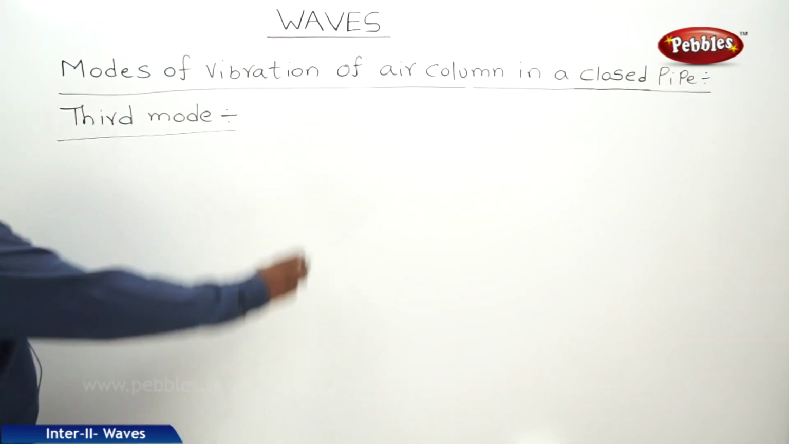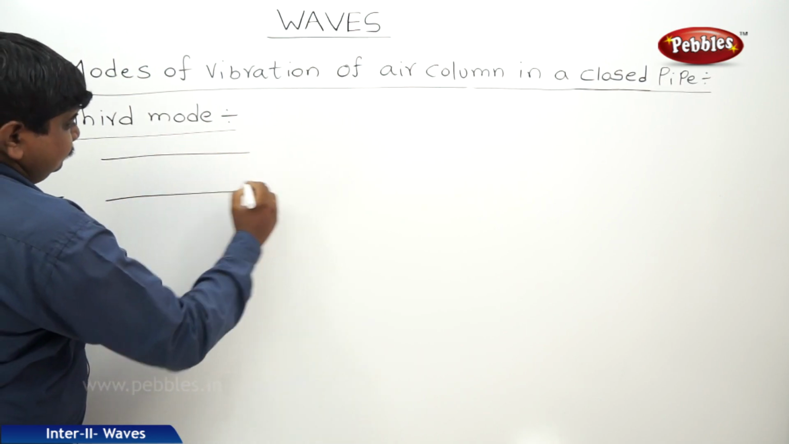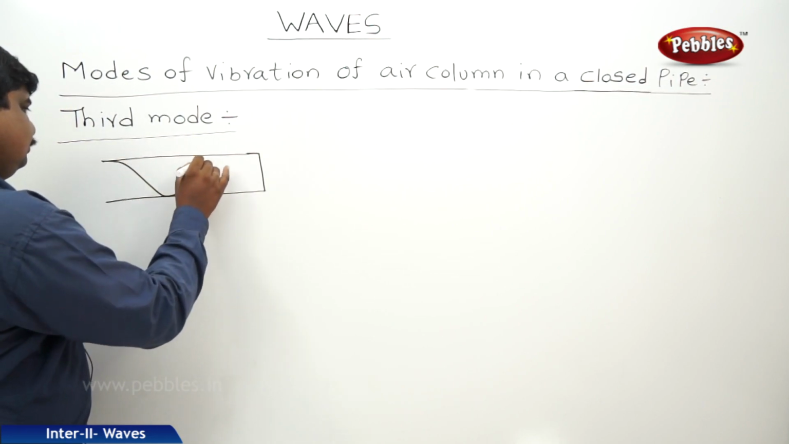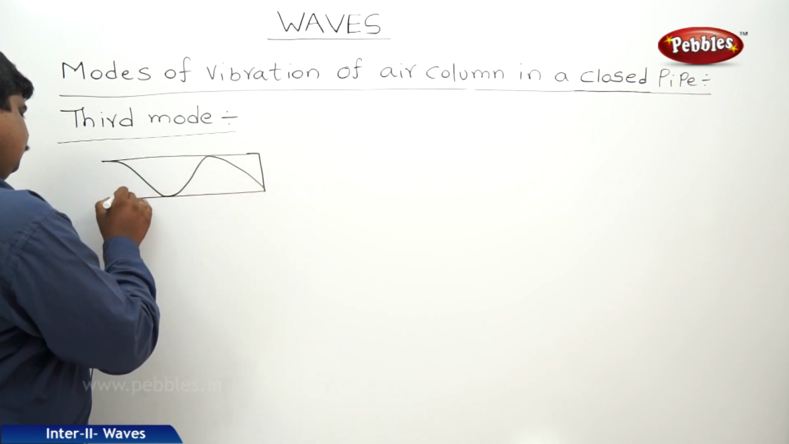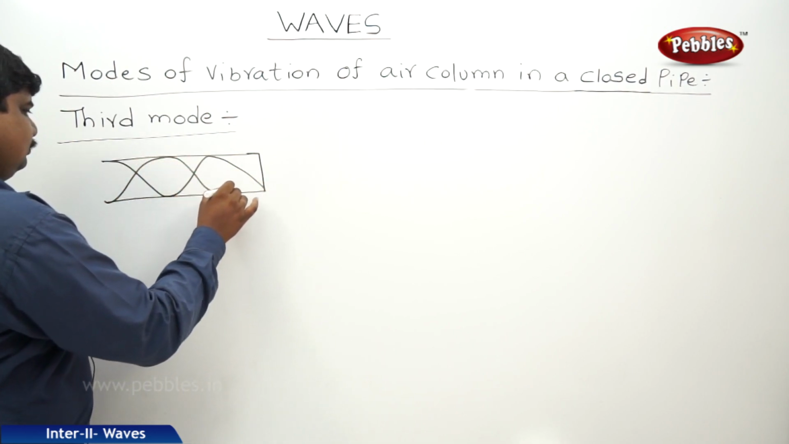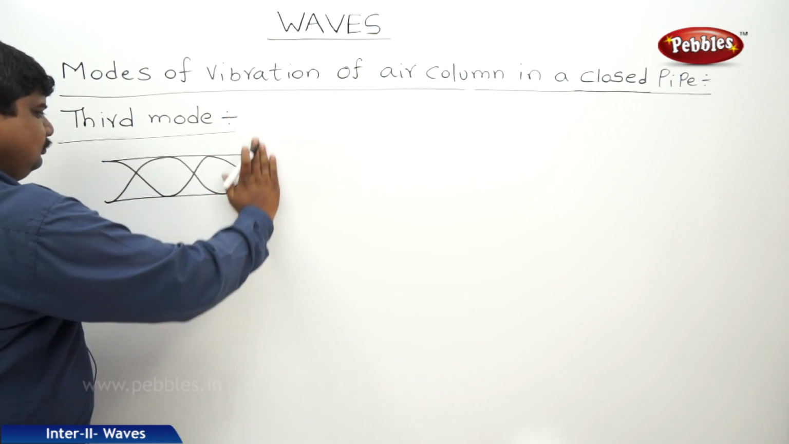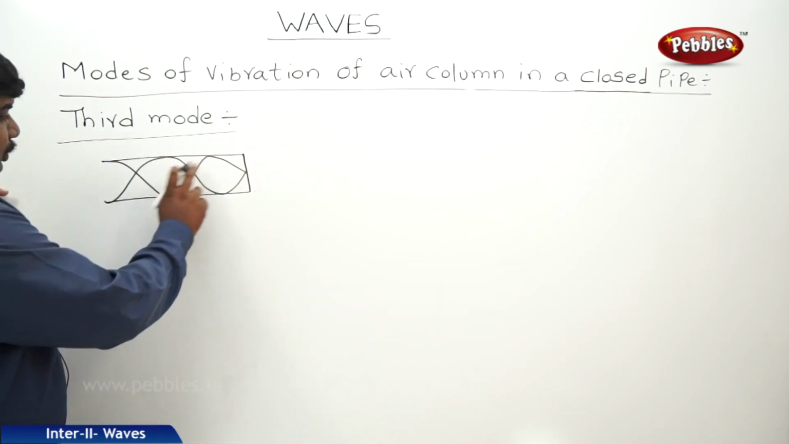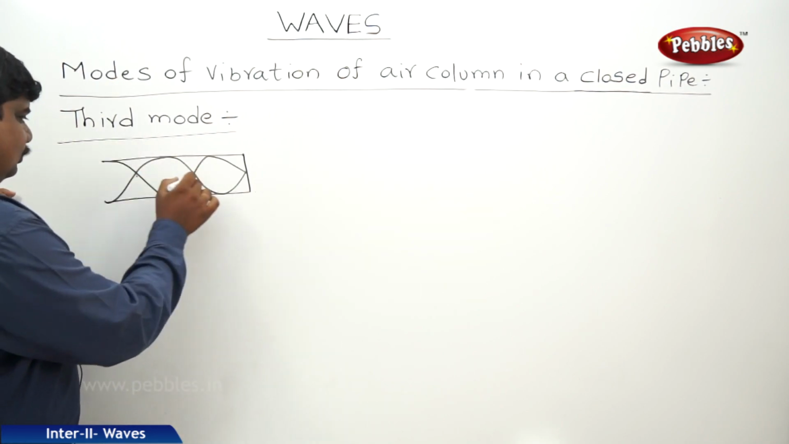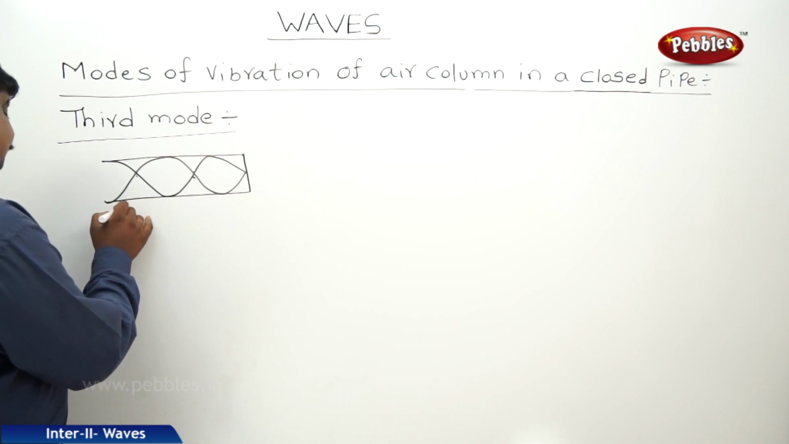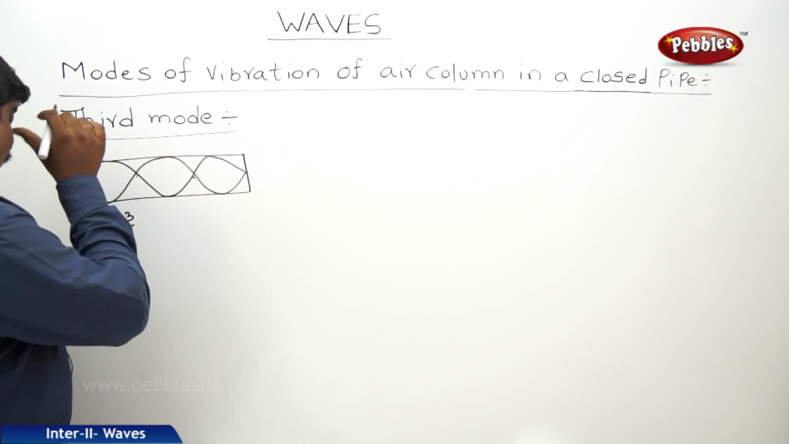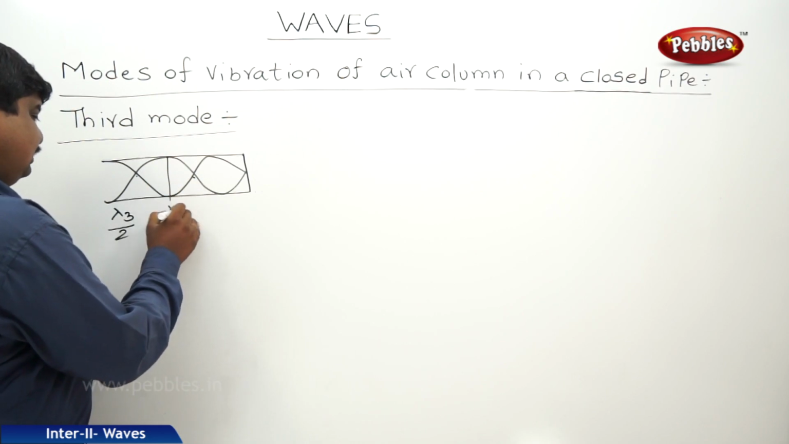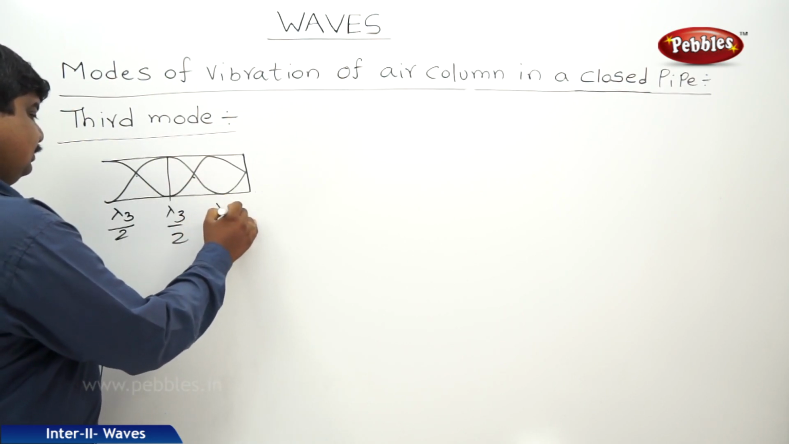Next, the third mode of vibration. So this is the open end column. So like this we can define. So there are 3 antinodes and 2 nodes. The length is λ3/2, this is also λ3/2, and this one is λ3/4.